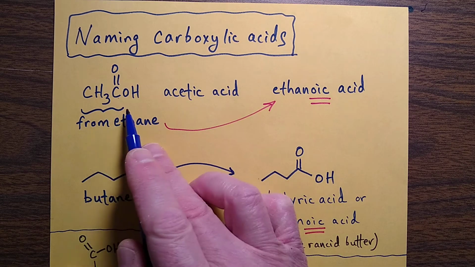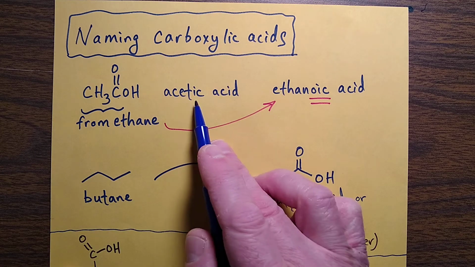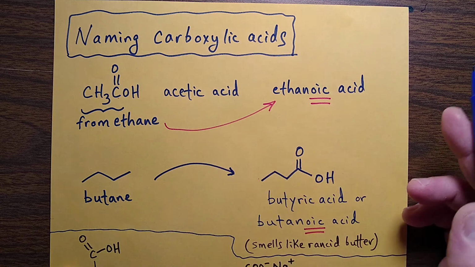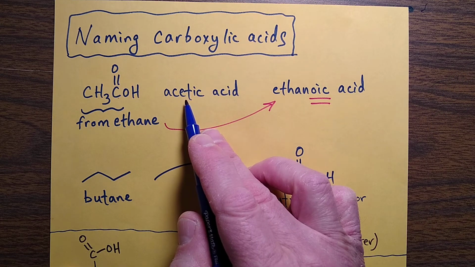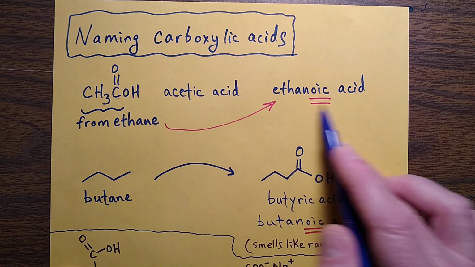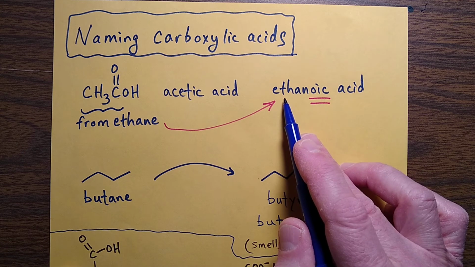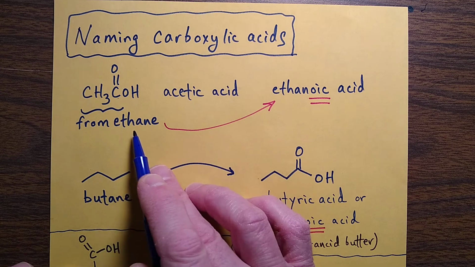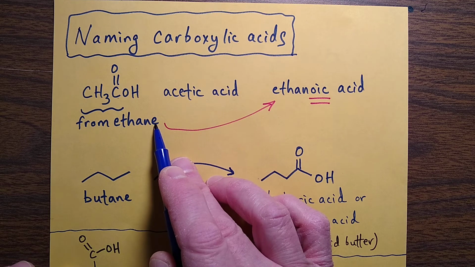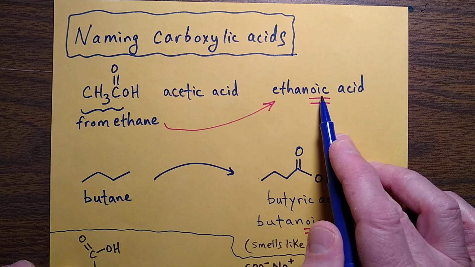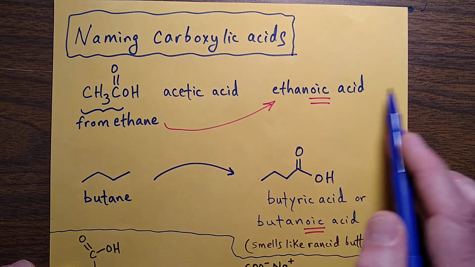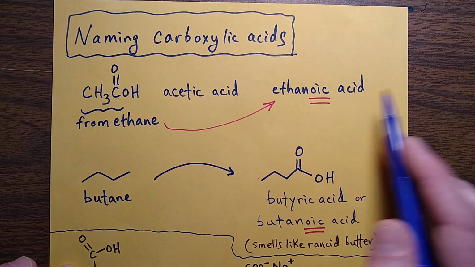Here we have acetic acid again. That's the common name. Acetate, A-C-E-T-A-T-E, means 2 carbons. But the IUPAC name, as you've probably presumed by now, comes from the 2-carbon hydrocarbon ethane. So to name a carboxylic acid, you drop the E and you change it to an OIC, oic, and then a space, acid. So you have to add the word acid on this.